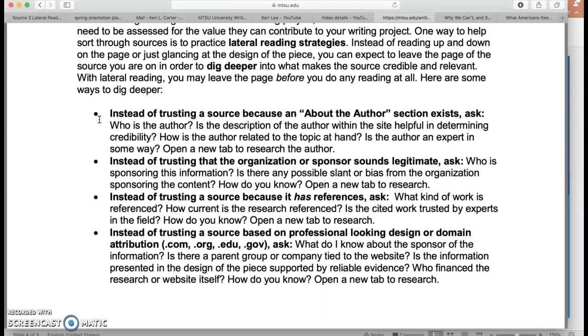Who is the author? Is the description of the author on the site helpful? Do you need to kind of branch out from there? How is the author related to your topic? Is the author an expert in some kind of way? You can open a new tab and check that out.